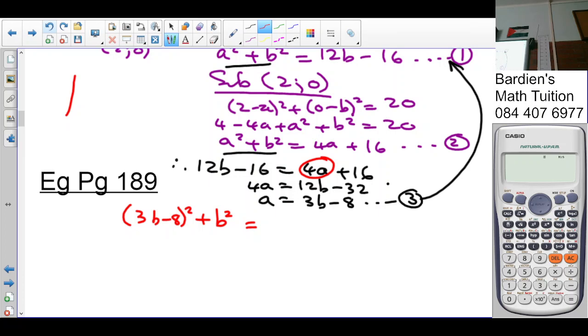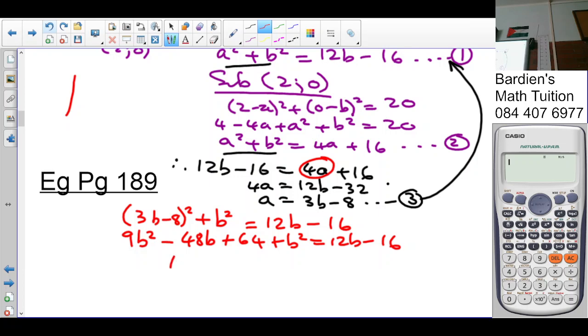So that's simply going to be (3b minus 8) all squared plus b squared is equal to 12b minus 16. Which now gives me 9b squared minus 48b plus 64 plus b squared equals 12b minus 16. So that's going to give us 10b squared, 48 minus 12 is minus 60b, 64 plus 16, what's 64 plus 16? 80, equals 0. Okay, work out that value actually, please.